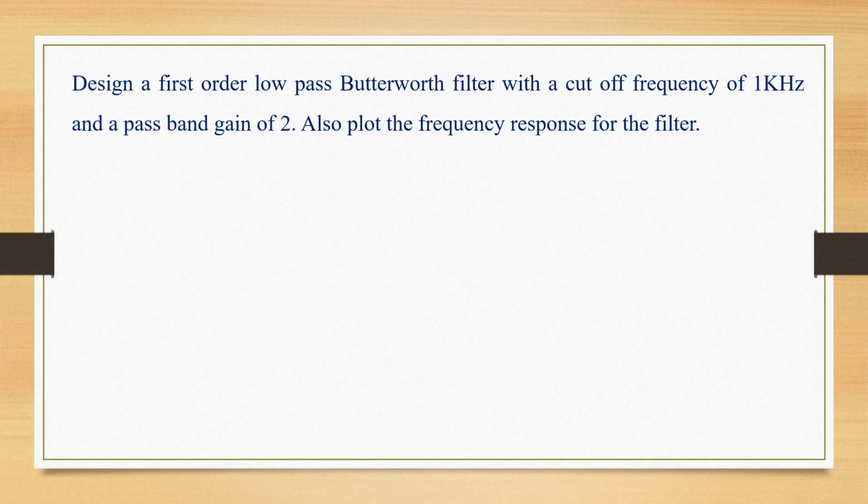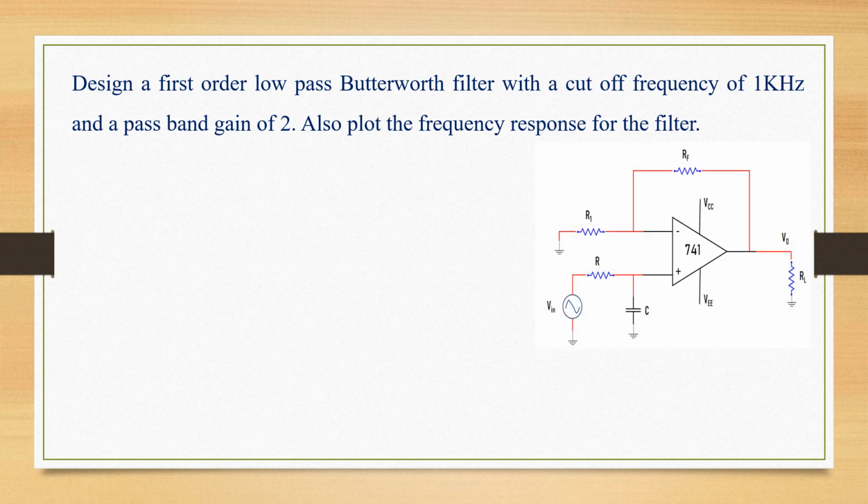Design a first order low pass Butterworth filter with a cutoff frequency of 1 kHz and a passband gain of 2. Also plot the frequency response for the filter. When a problem of a design part is given, the first thing we have to do is draw the circuit of the particular filter asked. So we will draw the circuit for the first order low pass Butterworth filter.